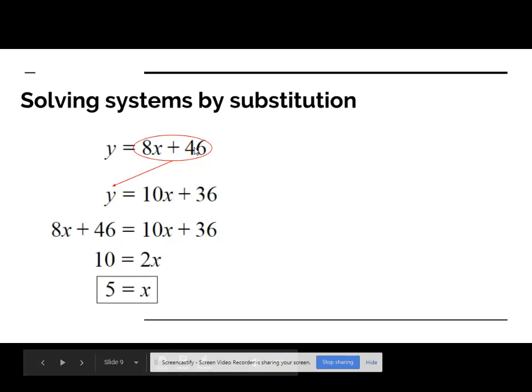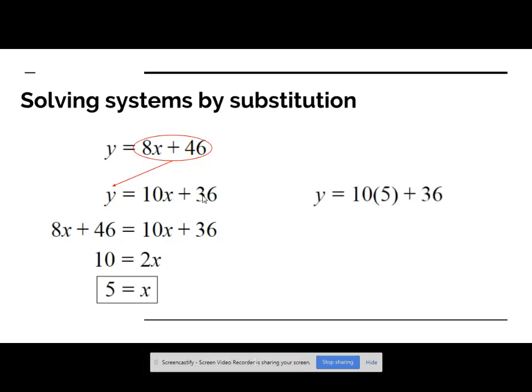So in either equation, it doesn't matter. I think I'm going to choose the first one here. Oh, nope, I chose the second one. Doesn't matter. We can replace x with 5. We can resubstitute now 5 in for x. 10 times 5 is 50 plus 36. It's going to give us 86.